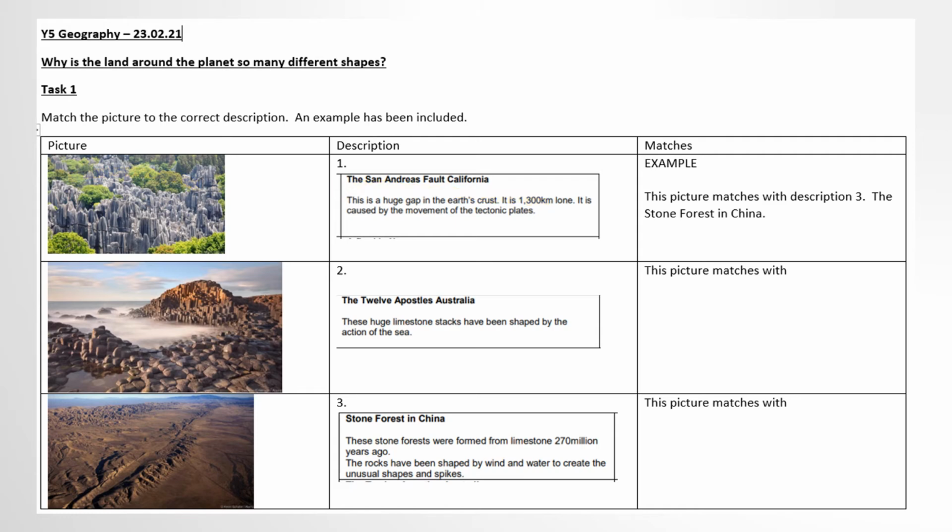Okay, so the pictures are all in the first column here. Then I've got the descriptions all numbered. There's 10 in total. And here is the example. So it says this picture, meaning the first picture there, matches with description 3. Okay, so this one here, which is the stone forests in China. These stone forests were formed from limestone 270 million years ago. The rocks have been shaped by the wind and the water to create unusual shapes and spikes.